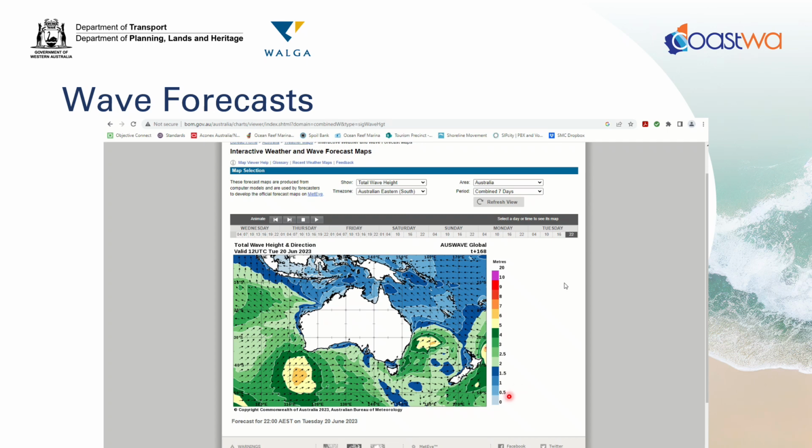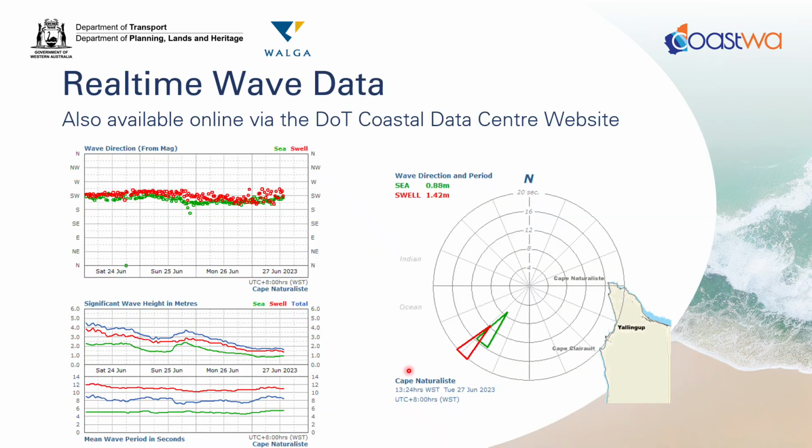There is also recorded data, as I said before, or measured data, available on the Department of Transport's Coastal Data Centre website, which we looked at before with the water levels as well. So they're both really useful tools to help you understand both the current measured as well as the future predicted wave heights that you can see in this forecast. And that's just an extract of the data from the Coastal Data Centre available at the Department of Transport.